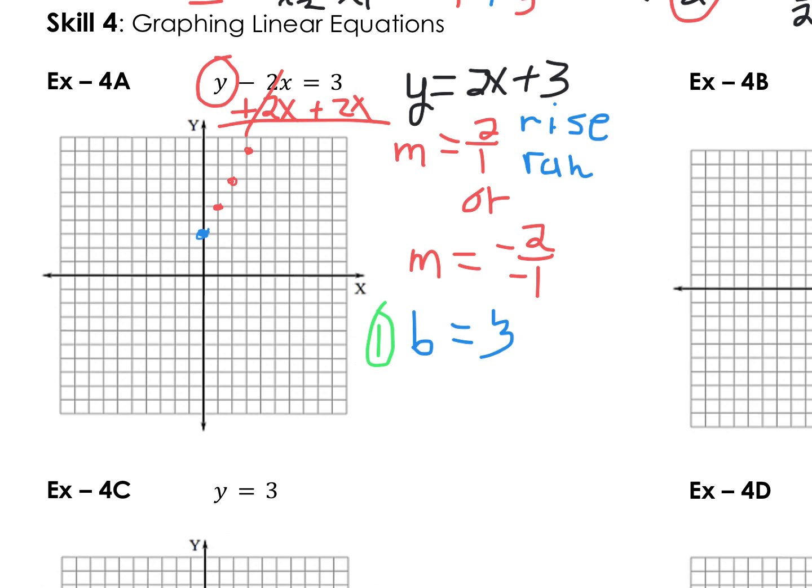Sorry about that. All right, so then we need to go in the other direction, so we're going to go down 2 and to the left 1, which puts us here, down 2 to the left, and I'm going to keep going until I cover my entire graph. Okay, so then I'm going to connect those with a straight line. I can't do a straight line on my iPad, but I'm going to do my best.